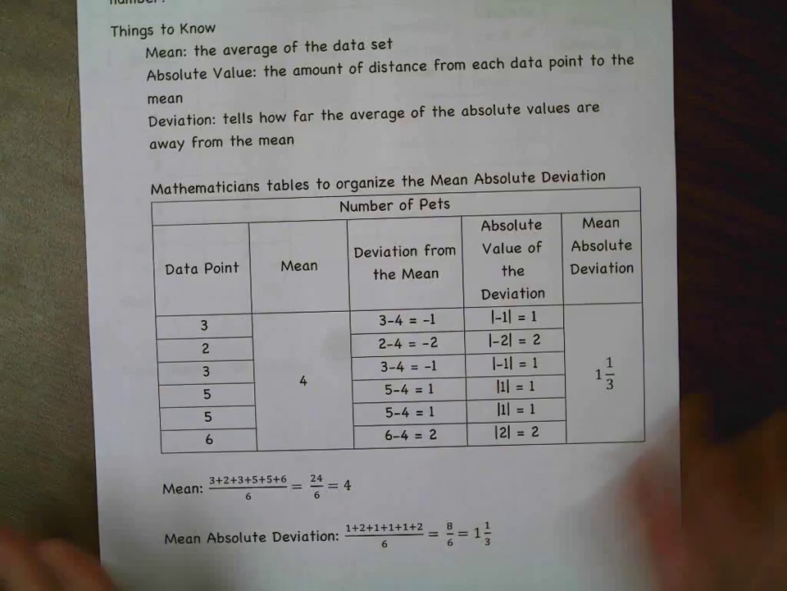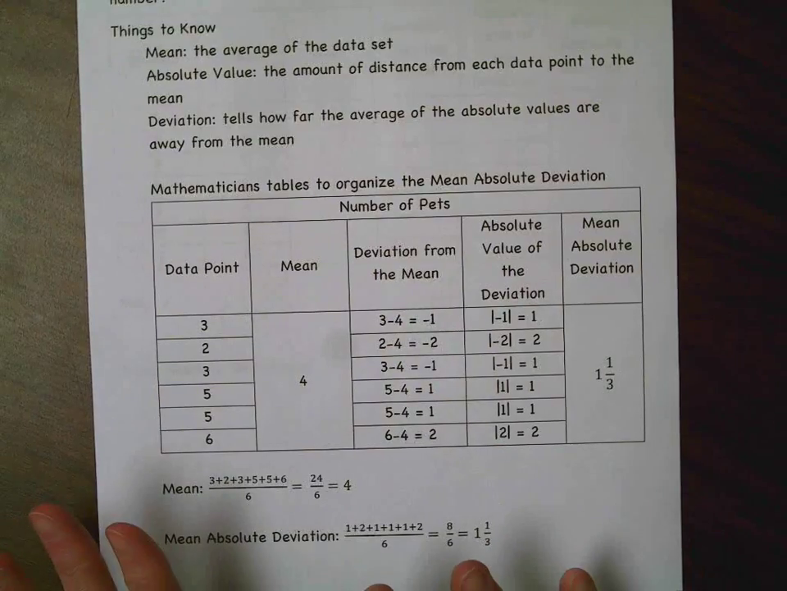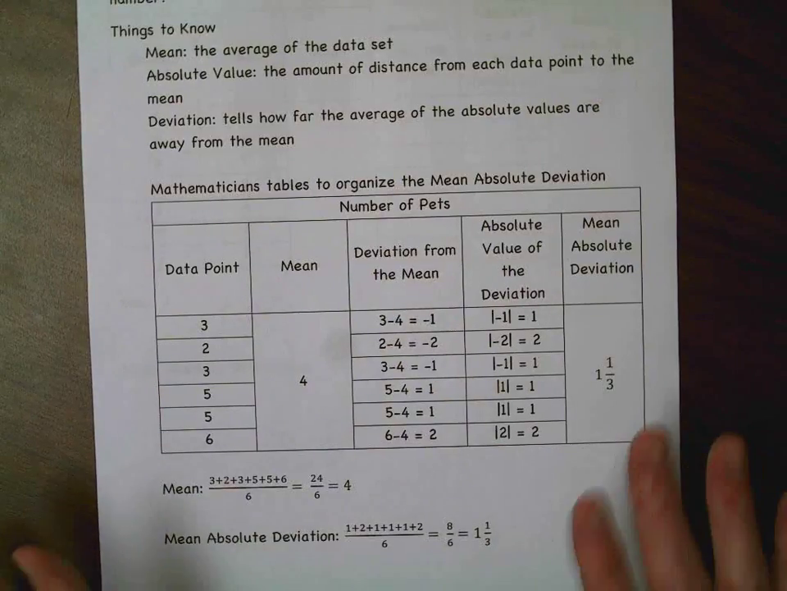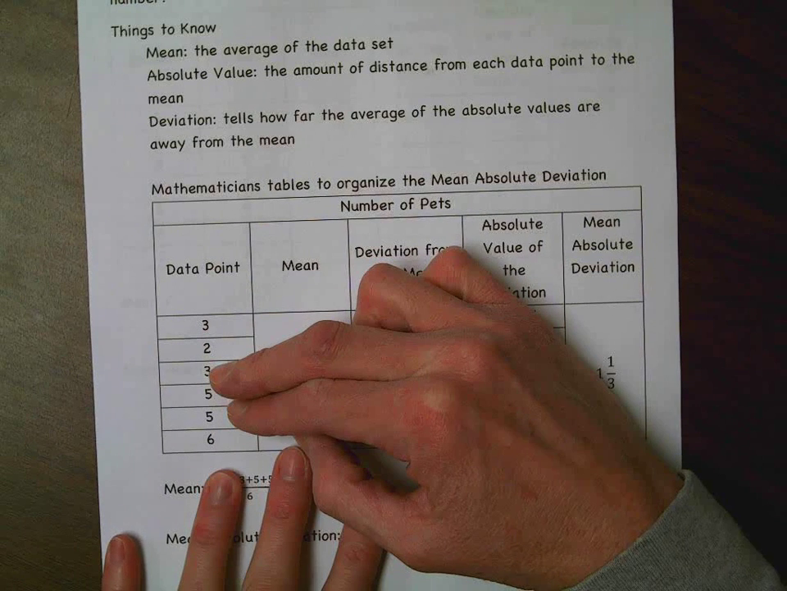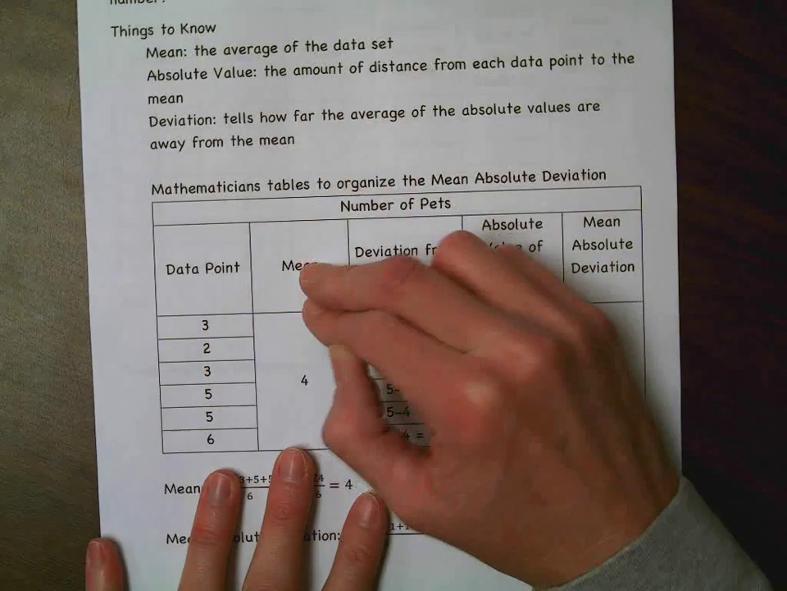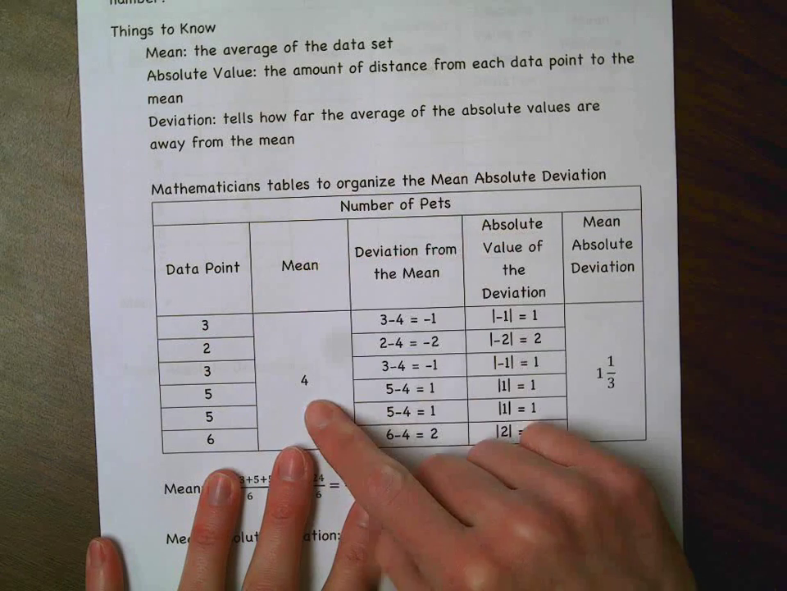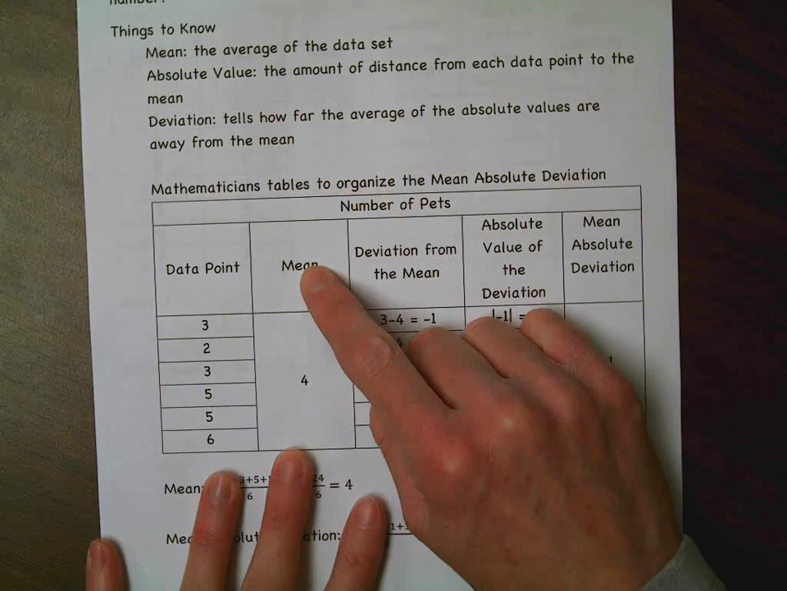Okay, so this table is really helpful for finding and locating all of your information. So you're given the data points from your survey. Your next job is to figure out the mean. The mean is not going to be given to you. You have to figure it out.